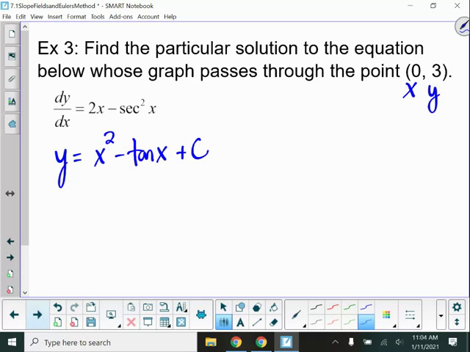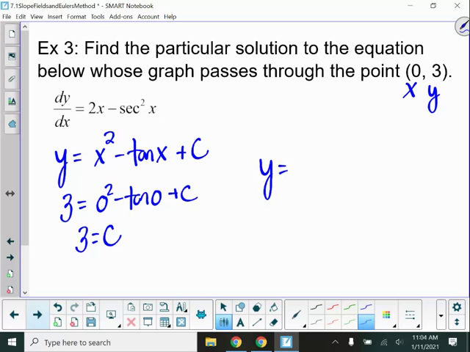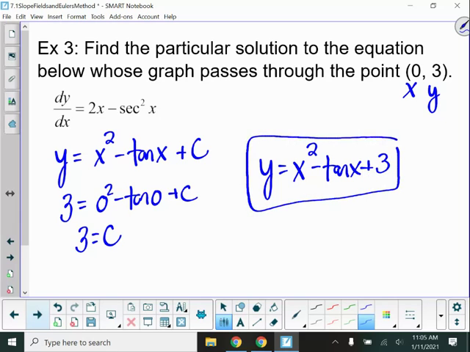Now we're going to go through and plug in. So I have 3 equals 0 squared minus tangent of 0 plus c. Well, the tangent of 0 is 0. 0 squared is 0. So in this case, my c value is 3. So my full equation is y equals x squared minus tangent of x plus 3.